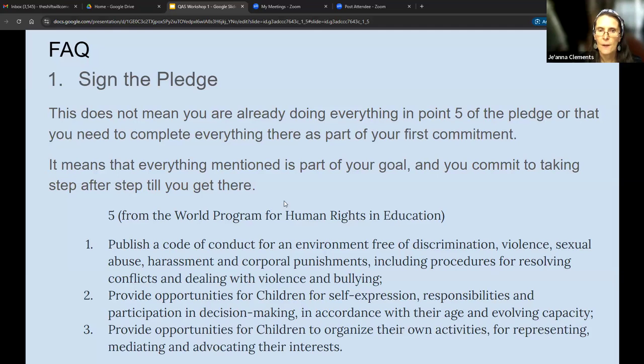So these are also sort of gateways to all of the rest, because if the children are in an interaction with you that's free of violence and harassment and all of the rest, and there's appropriate procedures for resolving conflict, and they've got opportunity to participate in decision-making, and they've got opportunities to organize their own activities and advocate for their interests, then that's going to help us, if we just think back to the previous slide, that's going to help us actually support them in genuinely participating in setting priorities together as partners, which will then take us to all of the other rights in the end.